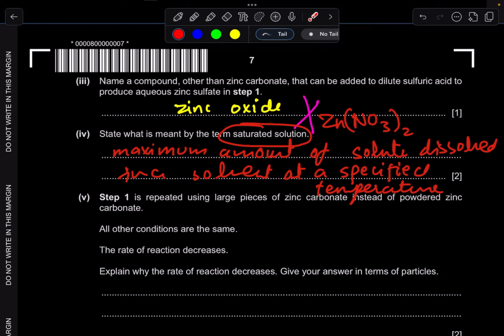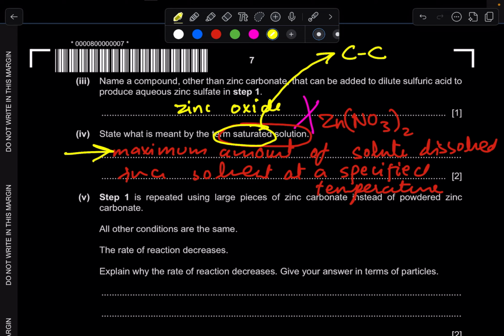You have to keep the temperature fixed. You can't just keep on increasing the temperature, okay? Because otherwise, if you're increasing the temperature, solubility increases. That doesn't mean anything. And one problem over here, some people might consider this saturation as a carbon-carbon single bond, which is not what they're talking about. A saturated solution and a saturated hydrocarbon are two different things, okay?